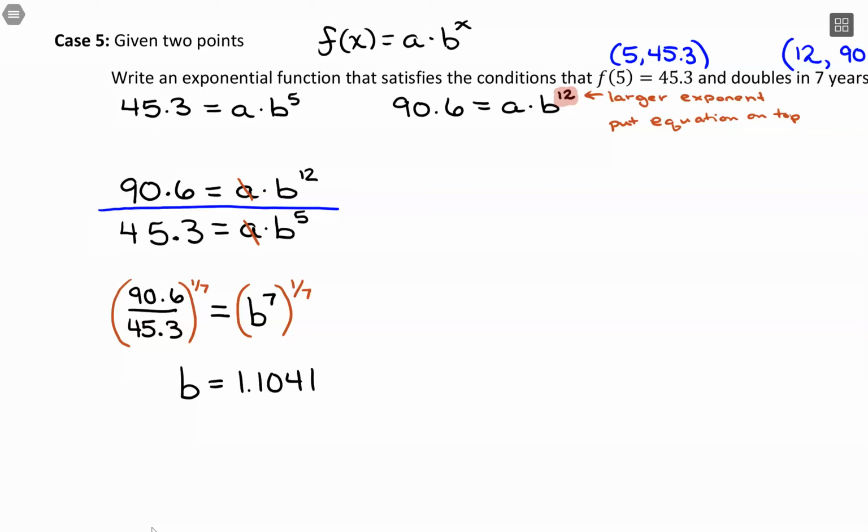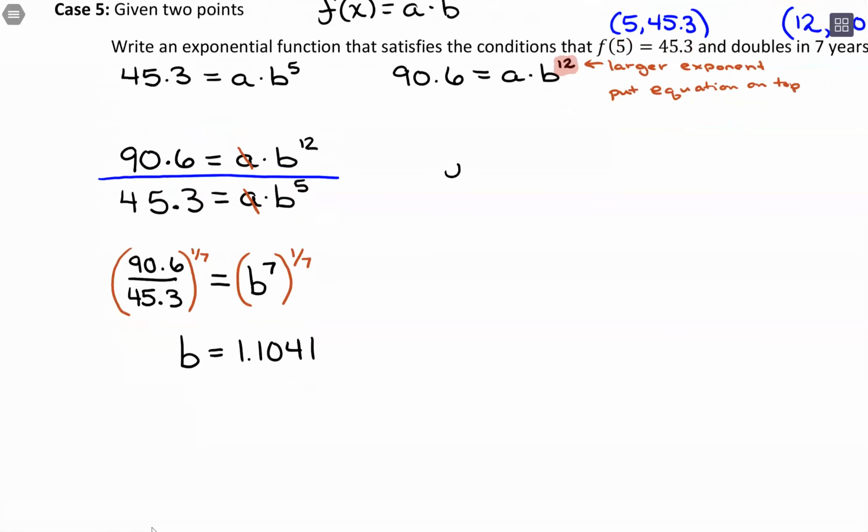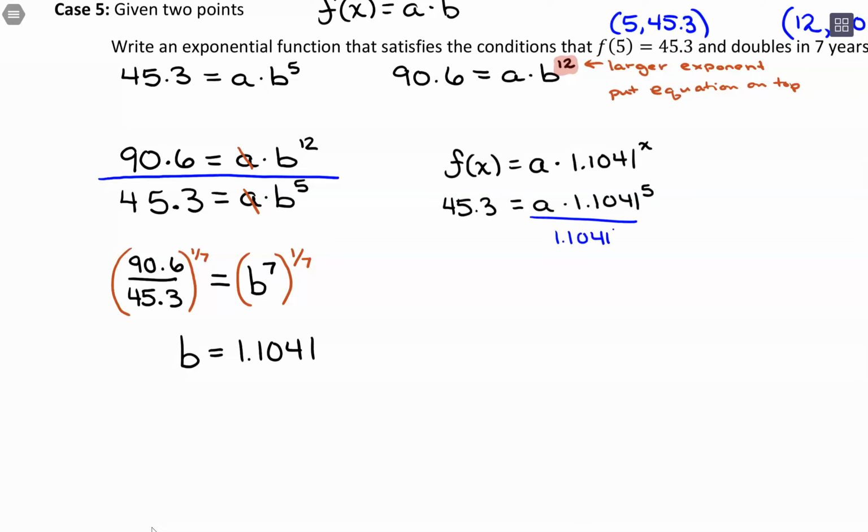So now what I need to do is find A. So we could start the structure of our function. We'd say f of x equals A times 1.1041 with an exponent. And then just plug in one of the coordinates. It doesn't matter which one. Let's say we do the 45.3 equals A times 1.1041 to the 5th power. And I would divide both sides by that 1.1041 to the 5th power, and just plug that into the calculator.